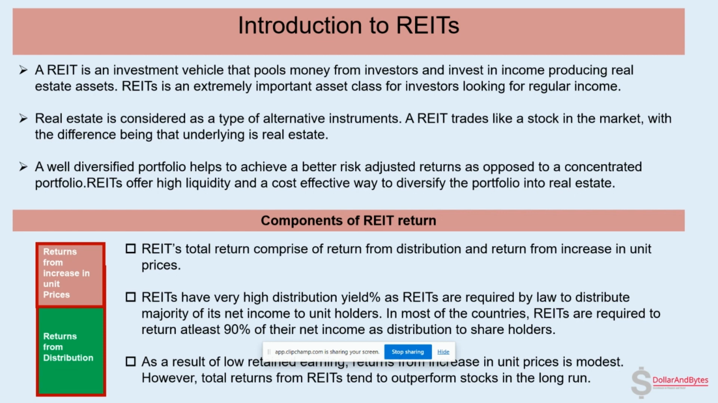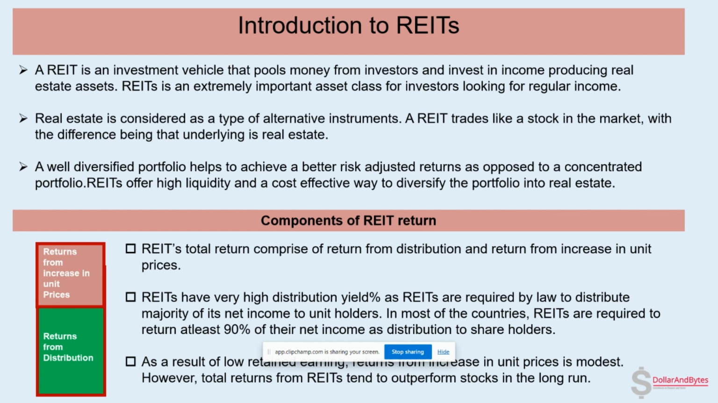When you buy into physical real estate, one of the key issues is that it's highly illiquid. While in REITs, investors can buy and sell the REIT shares just like they buy and sell a normal stock. So one of the key highlights of a REIT as a financial product is that it offers high liquidity, and also the ownership cost is less because you're buying into fractional units of a REIT trust.